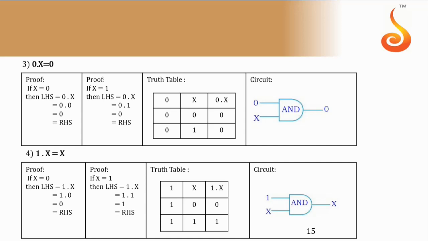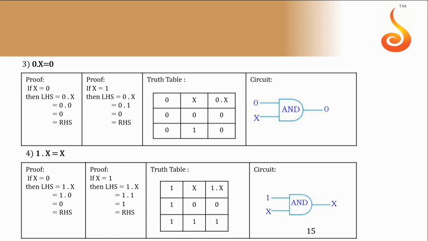So what is the proof here? X is equal to 0. What happens? LHS is equal to 1 dot 0. So what is the value of 1 dot 0? It is 0, because one of the inputs is false, so it becomes 0. So which is equal to 0, which is equal to RHS. What is RHS? RHS is x. What is the value of x here? X is 0, which is nothing but the RHS.